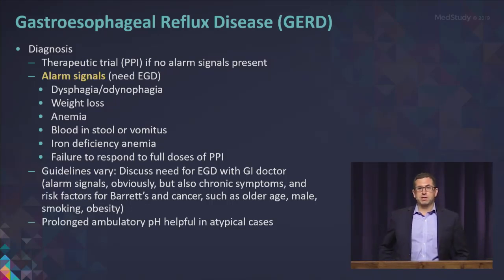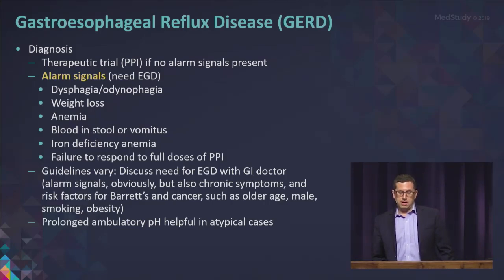So there are a number of different guidelines from different societies, but generally, if you have those above alarm symptoms, you're going to want to send the patient for an EGD and you want to refer them to a gastroenterologist for further evaluation. Also, if a patient has chronic GERD and they have risk factors for Barrett's esophagus, which we're going to get into, and esophageal cancer, such risk factors would be older age, male, smoking, and obesity, then that would be a tip-off that you want to send the patient for EGD as well.